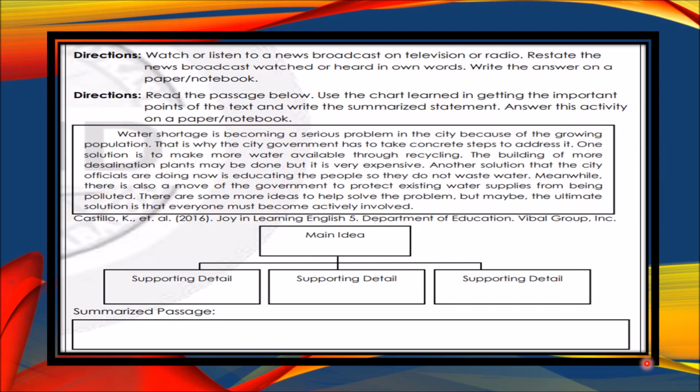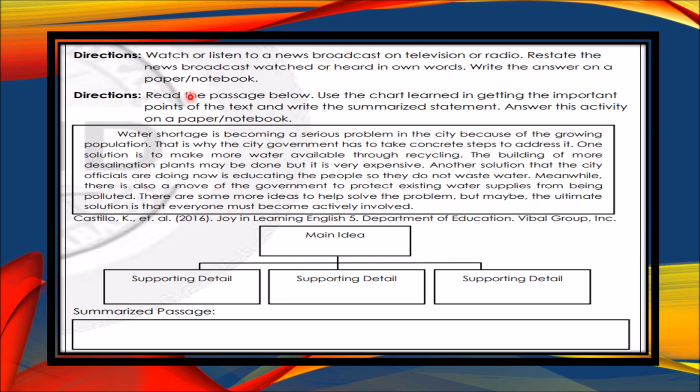So another one, the direction: you have to watch or listen to a news broadcast on television or radio. Restate the news broadcast watched or heard in your own words. Write the answer on your paper or notebook. Dito naman, kayo ay manonood o makikinig ng news broadcast sa television or sa radio. Tapos, ang gagawin nyo, i-restate nyo yung inyong napanood at narinig.